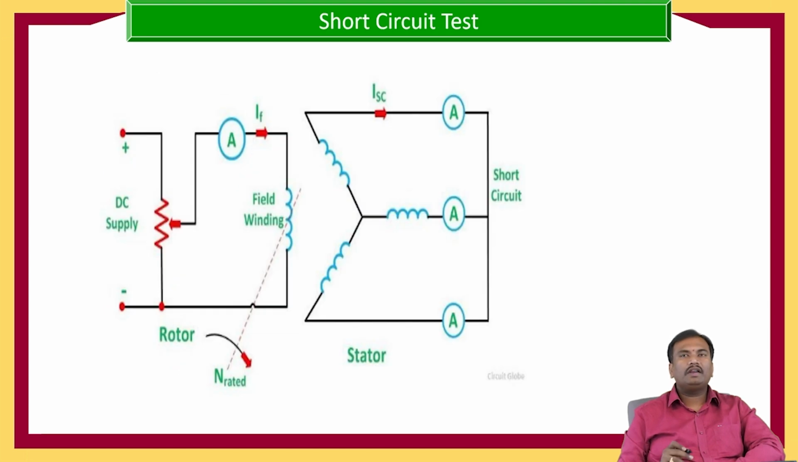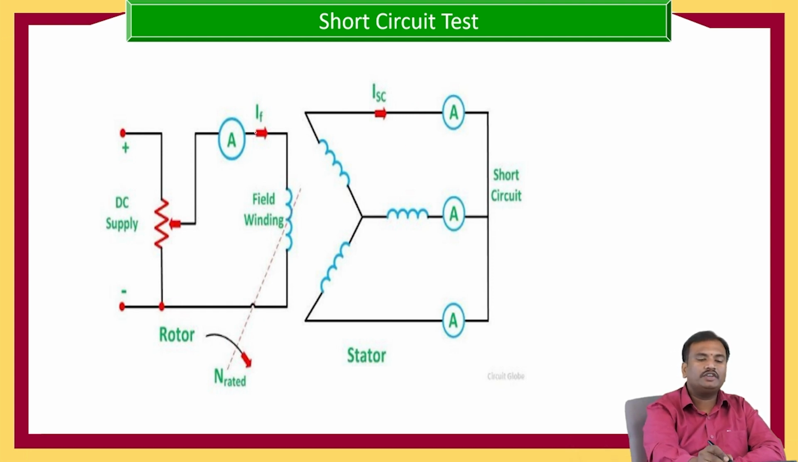Now we will go with the short circuit test. In the short circuit test, we are going to short circuit the secondary side, that is, the stator windings. Short circuit is nothing but complete load applied on the stator. And here we are going to place ammeters in order to measure the current in the armature windings.